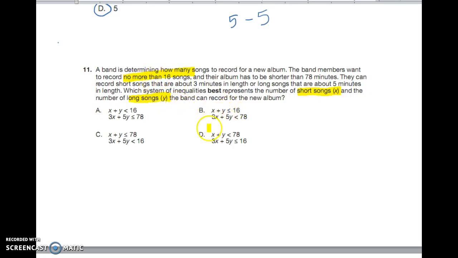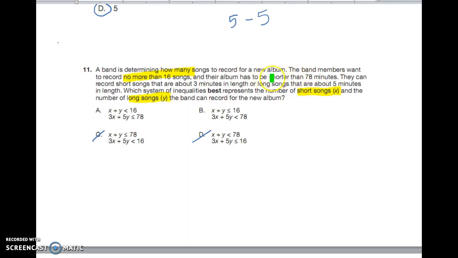So x plus y less than 16. So we're going to eliminate C and D right off the bat. I can eliminate them because they don't have that x plus y, some sort of less than or equal to 16. Okay? I can also look at the length of the songs.